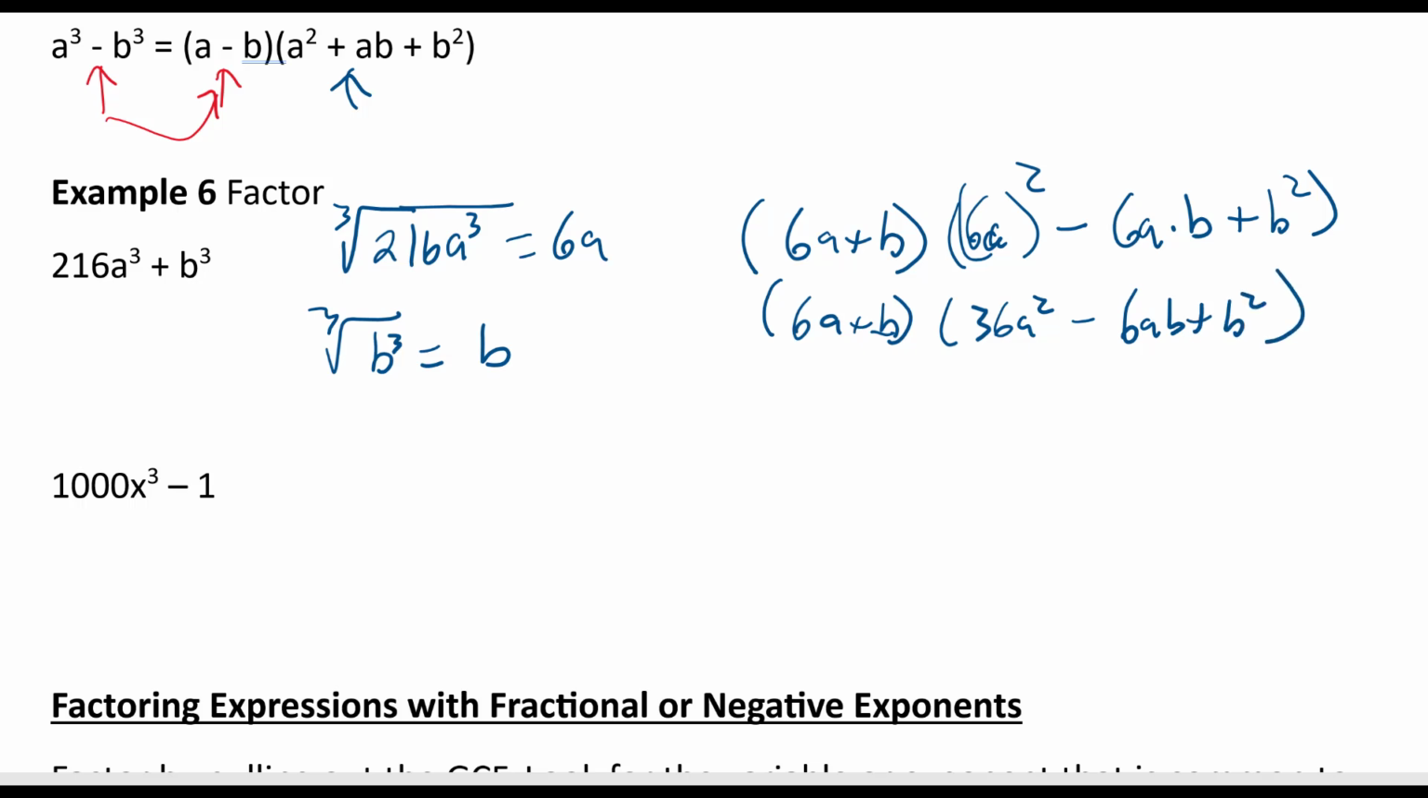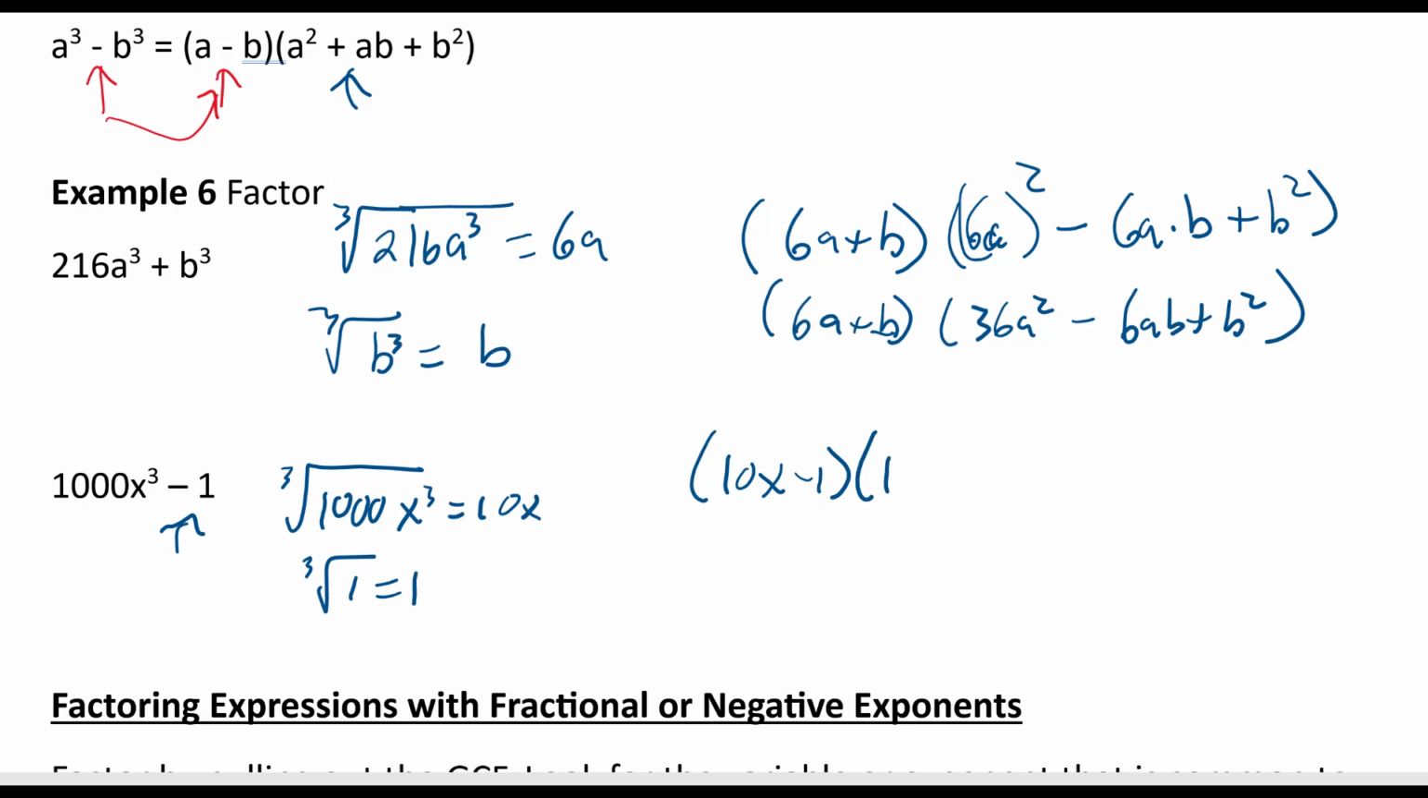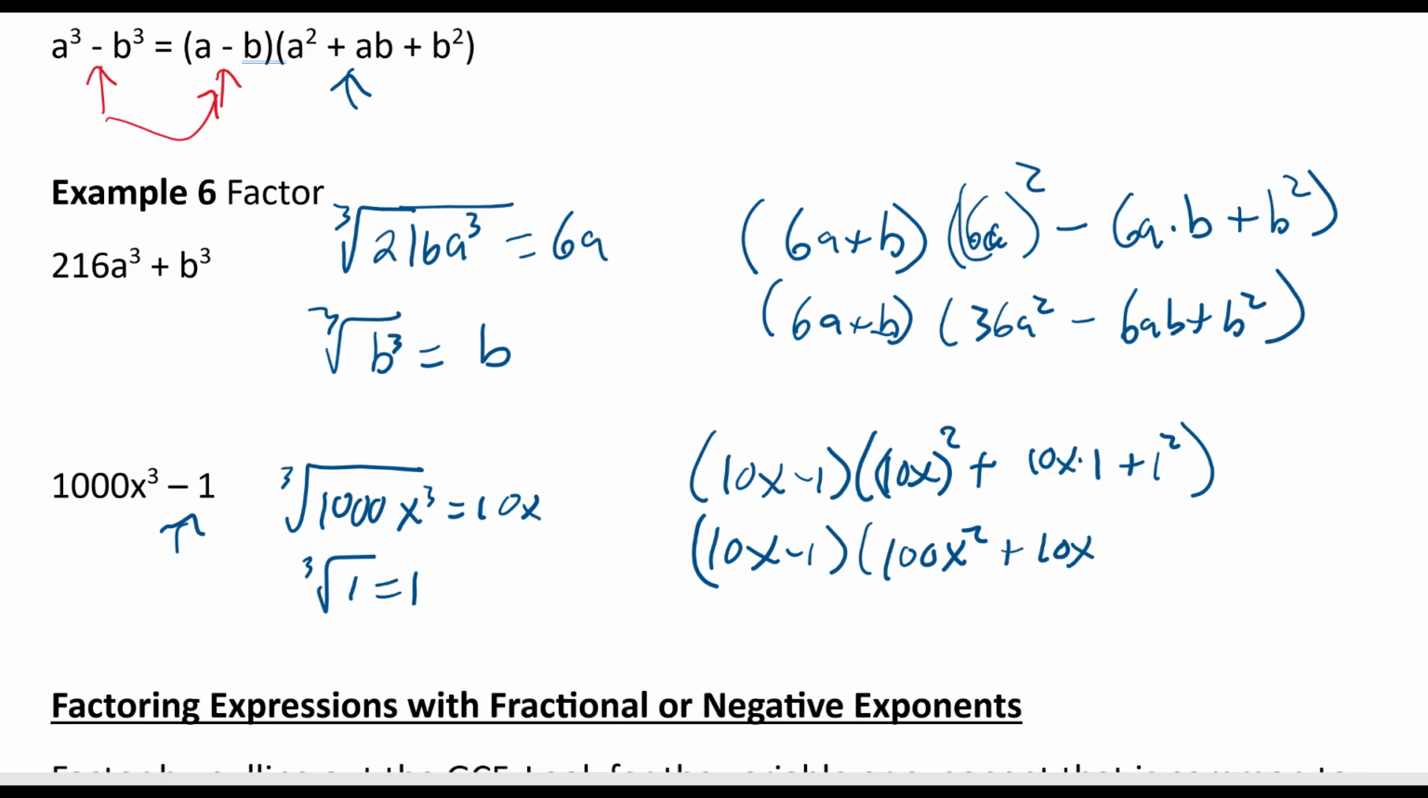And this next one, the cube root of 1000x cubed is 10x, and the cube root of 1 is 1, and it's a minus there. So we're going to have 10x minus 1 times 10x squared, plus 10x times 1 plus 1 squared. So 10x minus 1 times 100x squared plus 10x plus 1.